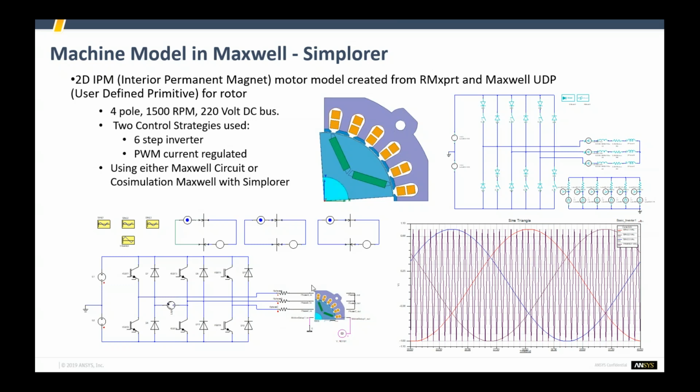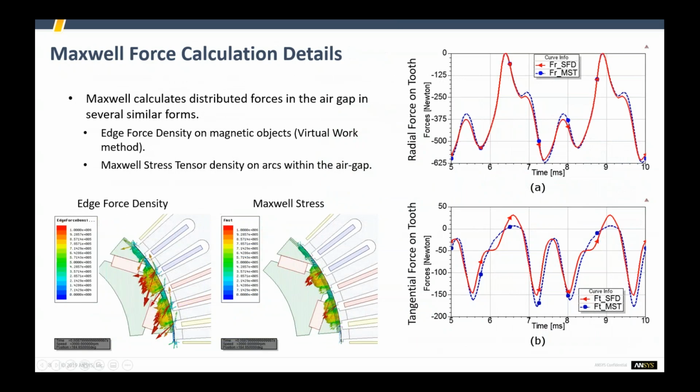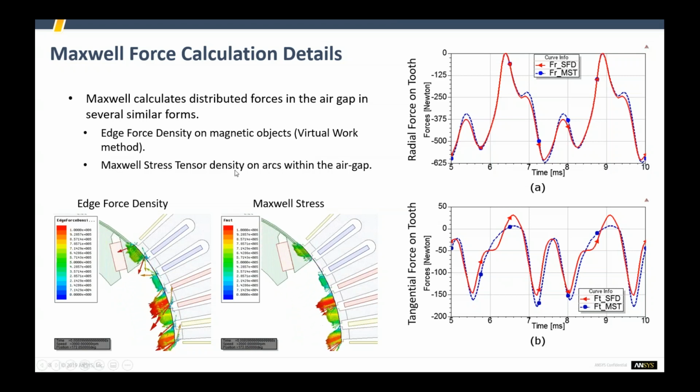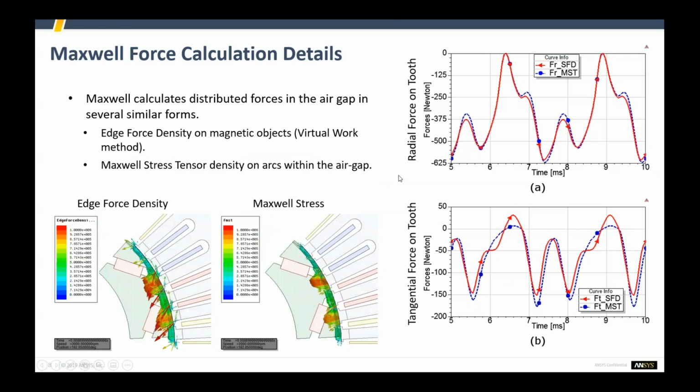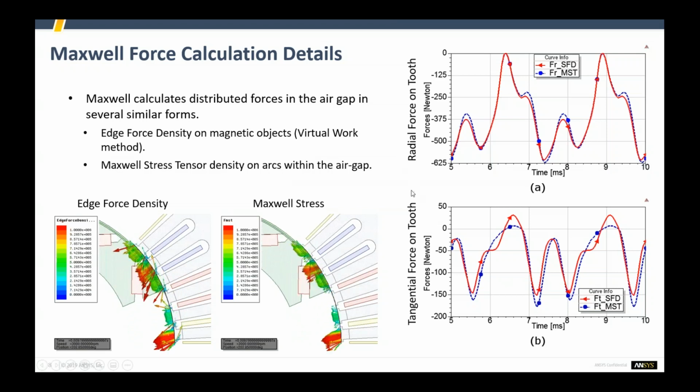So either using Maxwell circuit or co-simulation of Maxwell with Simplorer is the way to go in this case. For Maxwell force calculation details, we can calculate either edge force density or Maxwell stress. The edge force density is on magnetic objects, and it's a virtual work method. Maxwell stress tensor density is on arcs within the air gap.